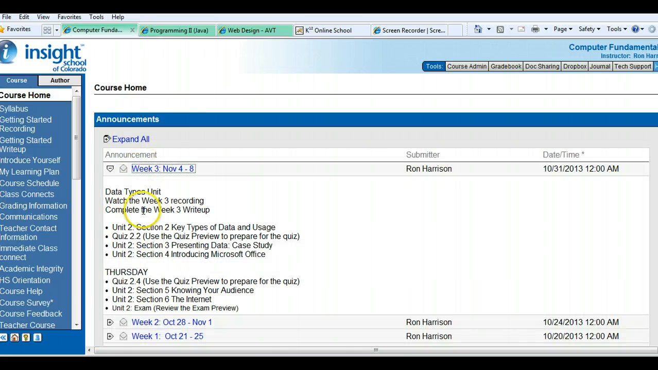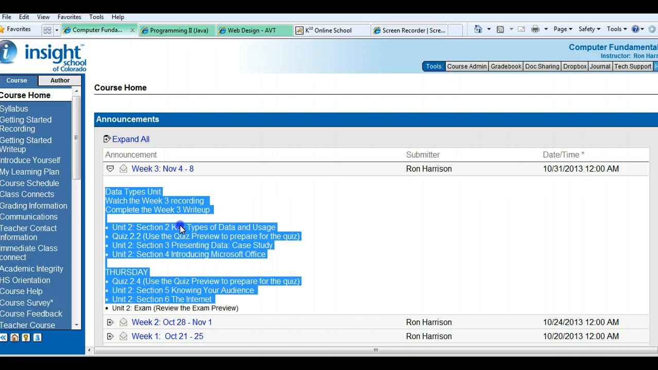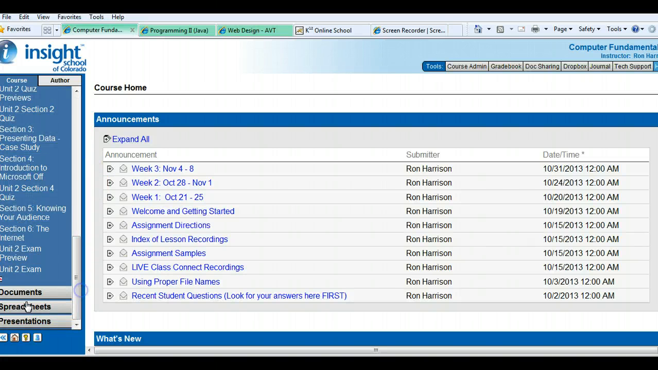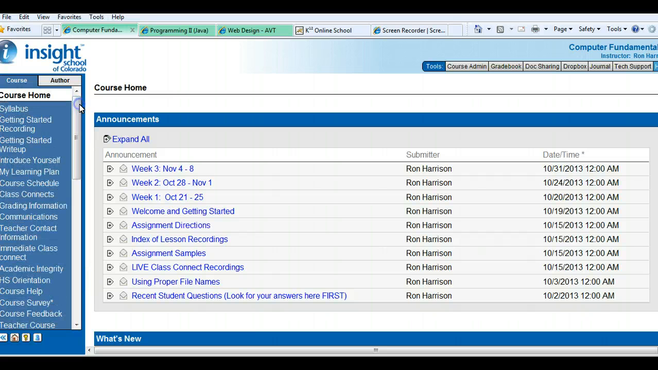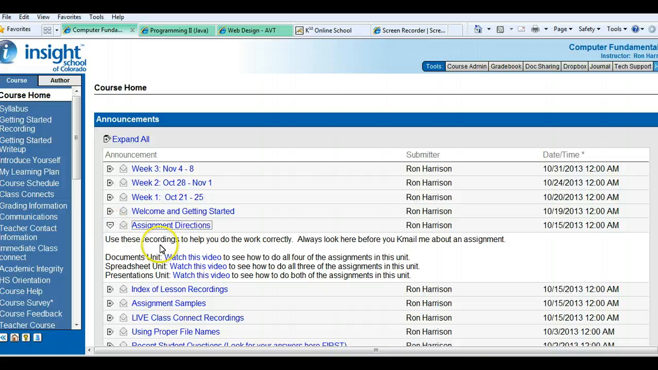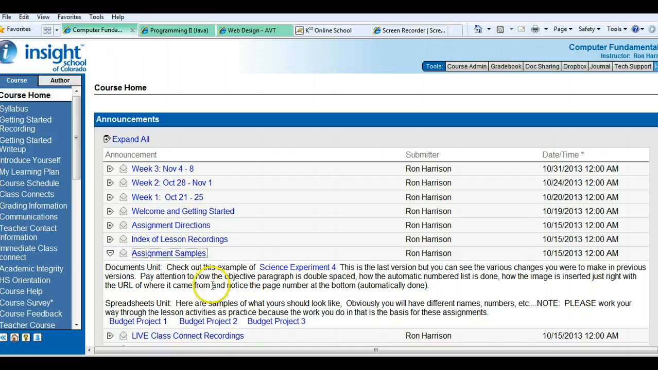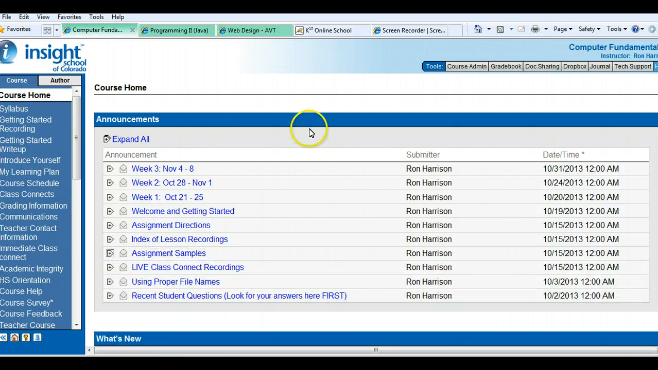So here you are, week 3. Everything for the data types unit is done, and tomorrow you'll see week 4 popping up here, along with week 5 and week 6. I've populated those and they'll be coming on so you can start working at your own pace. Now I don't have the recordings for weeks 4, 5, and 6 yet, but you can go in and start doing the work if you want to, because I do have the assignment directions recordings that tell you exactly how to do the work. And I have some assignment samples to help you out. Okay, that's all I have for you.